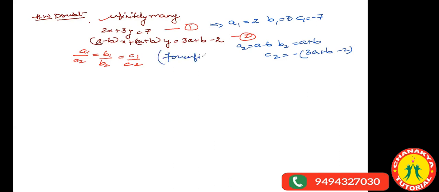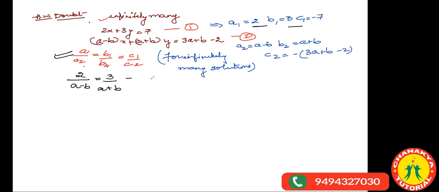Now for infinitely many solutions, we have this condition: A1 upon A2 is equal to B1 upon B2 is equal to C1 upon C2. Now just put the values of A1, B1 and C1. So 2 upon A minus B is equal to 3 upon A plus B is equal to minus 7 upon minus (3A plus B minus 2). Clear, beta?